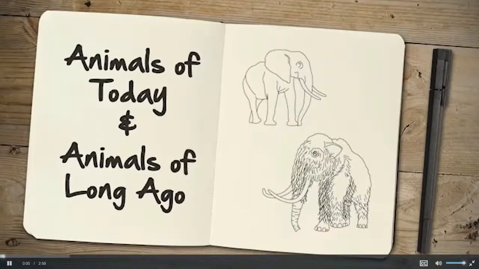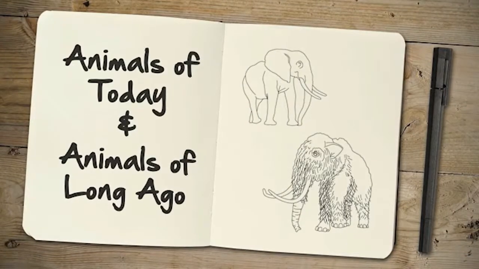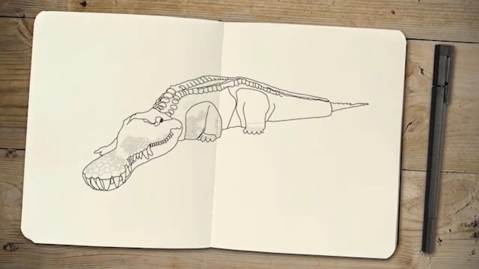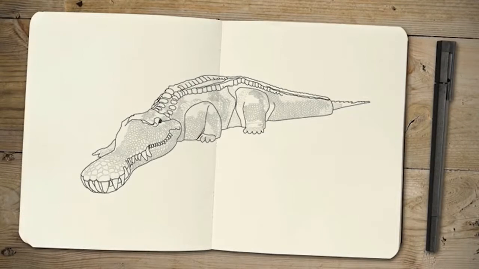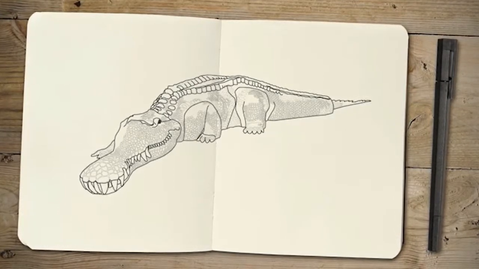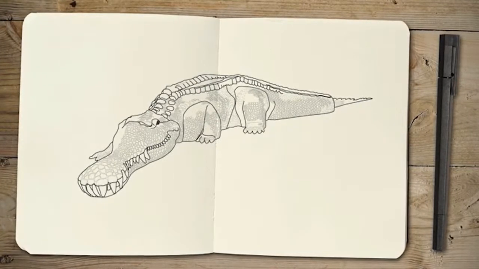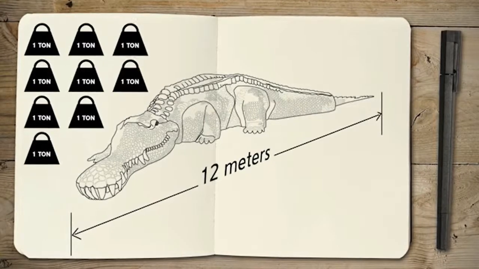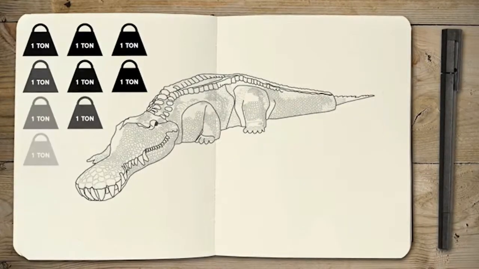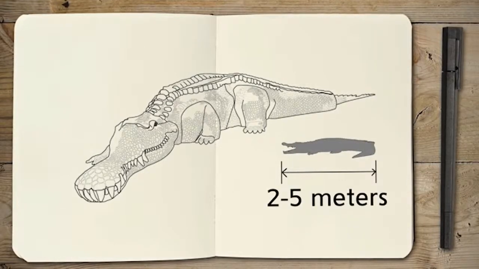Let us travel through time using pencil and paper to visit some modern animals and some of their extinct relatives. The super crocodile, or the Sarcosuchus imperator, was a huge reptile that lived in what is now called Africa, approximately 110 million years ago. This ancient crocodile-like creature grew to a length of 12 meters and weighed approximately 9 metric tons.